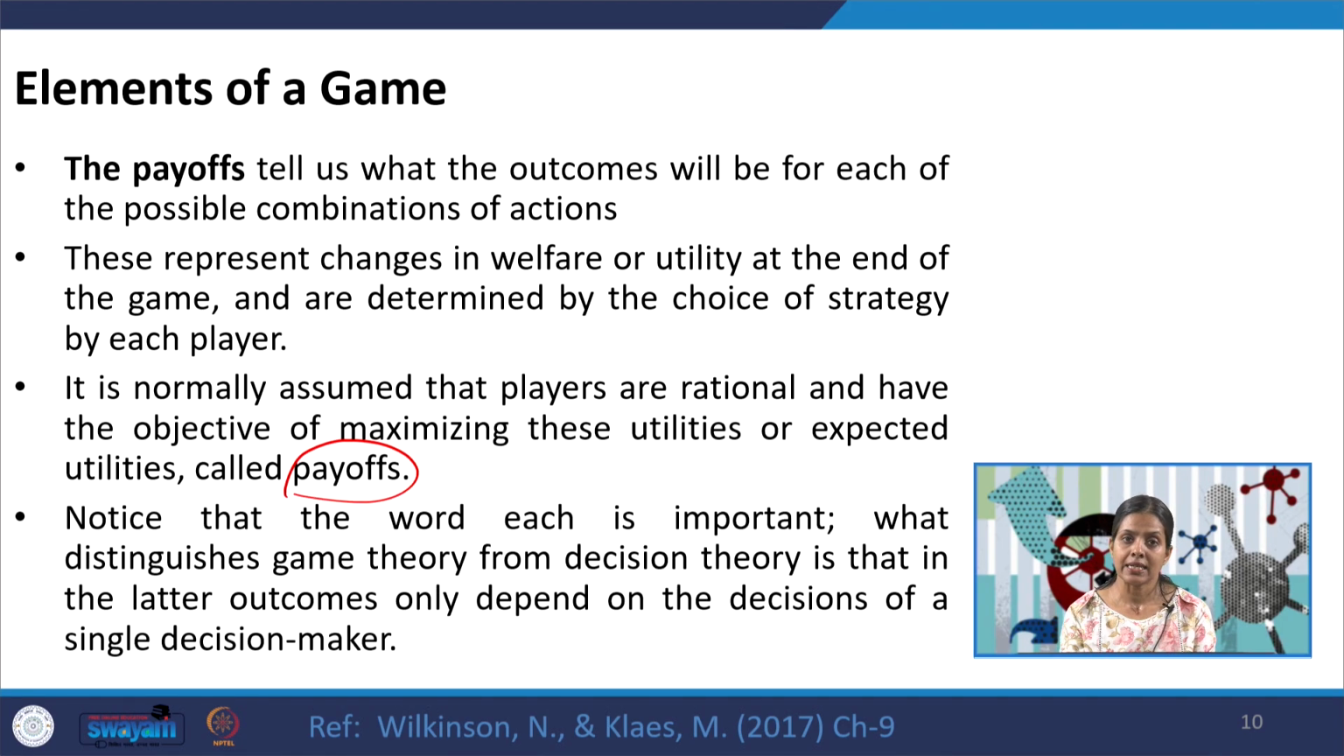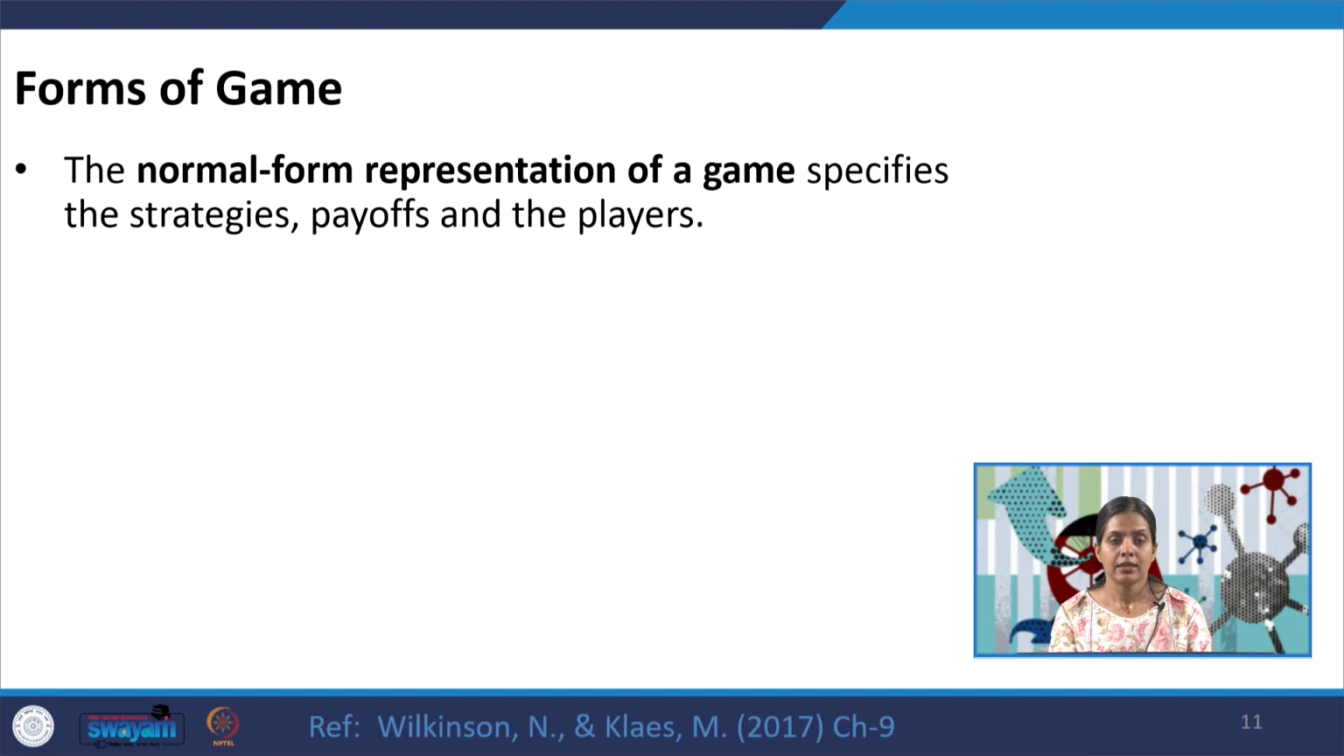Notice that the word each is important. What distinguishes game theory from decision theory is that in decision theory, outcomes only depend on the decision of a single decision maker, and that is why they are not part of strategic interaction, while game theory is part of strategic interaction because outcomes of one individual may depend on the decisions of the other individuals or other players involved in the game.